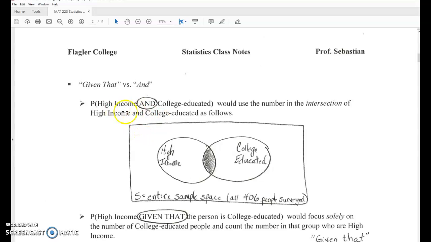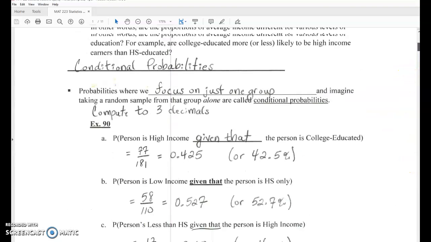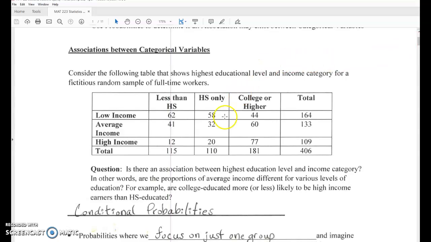So let's say on the last page, I had asked for what's the probability of high income and college educated. If we look back there to the last page, we had this two-way table. Probability of high income and college educated would be where the high income group intersects with the college educated group. So that would be 77 out of a total of 406 students.